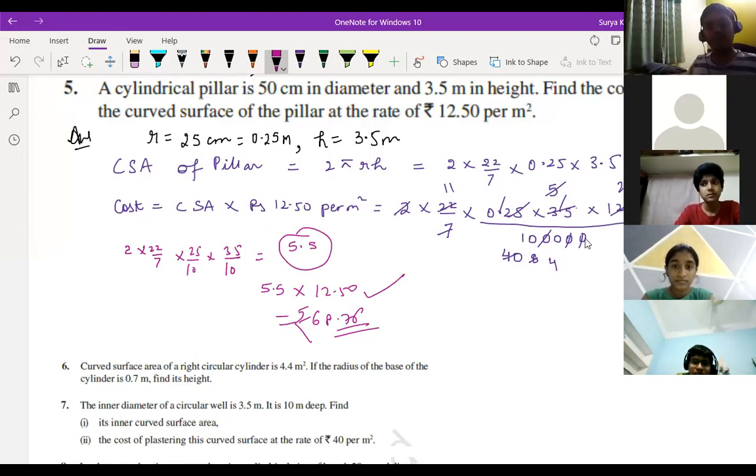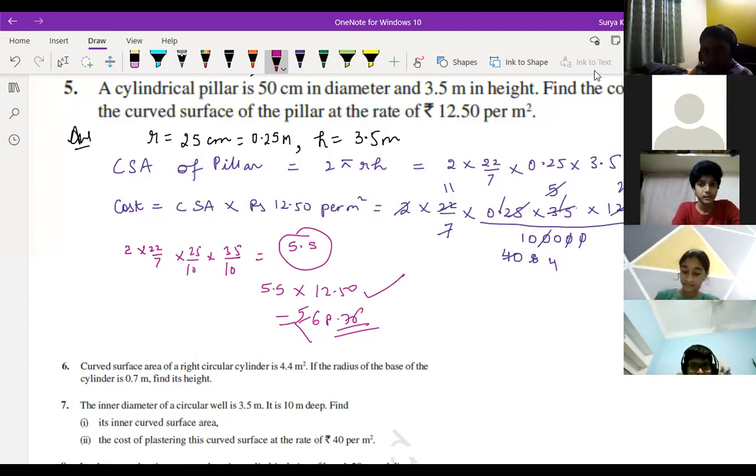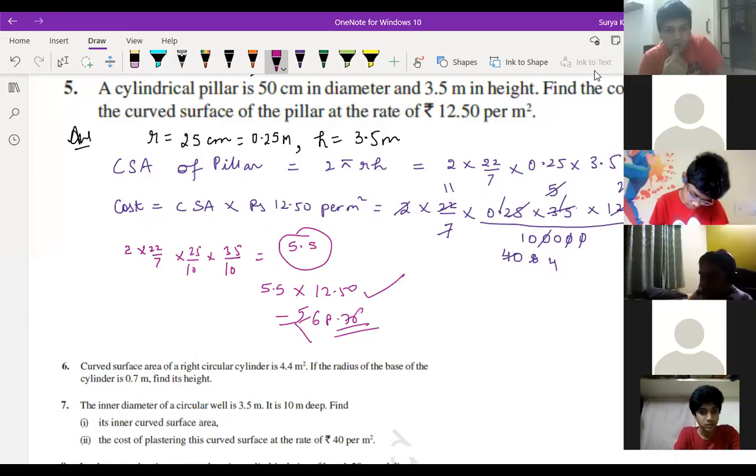Is it clear to everyone, children? Yes, sir. Taroni, any doubt you are having? No, sir. Do you know all the formulas, CSA, TSA of all things, cylinder, cone, everything? Sir, I get confused a bit. Okay, fine. Children, anyone having doubts still? No doubt, sir. So till here we are closing, and I'll just solve a few doubts if you're having any.